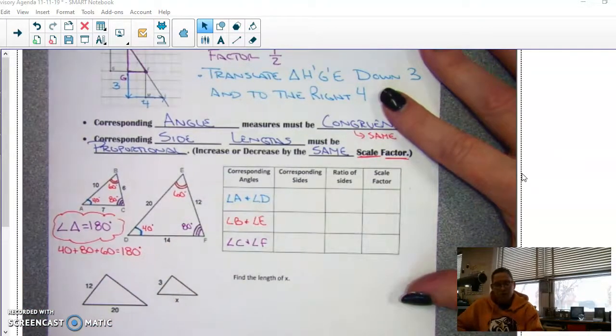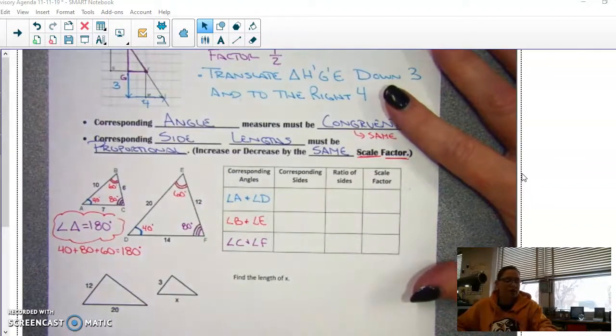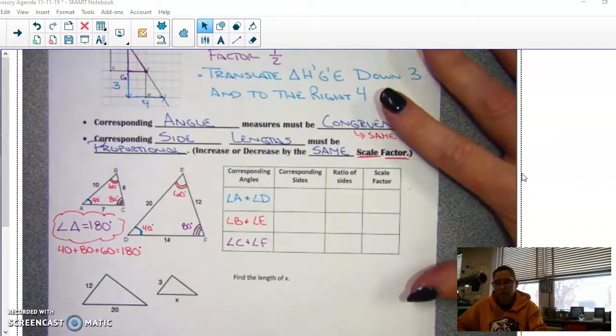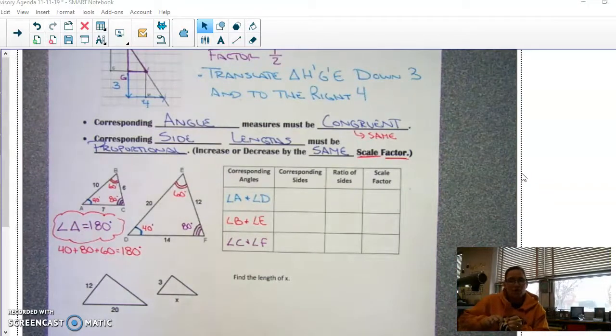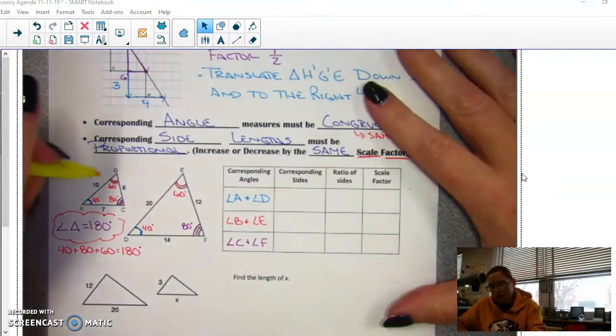All right, so there's our corresponding angles. Now let's take a look at corresponding sides. For these, I'm going to use highlighters. Feel free to switch over if you'd like to. Colored pencils will work too. So let's take a look at the first side.